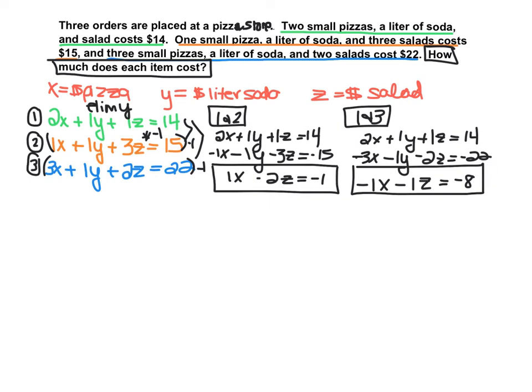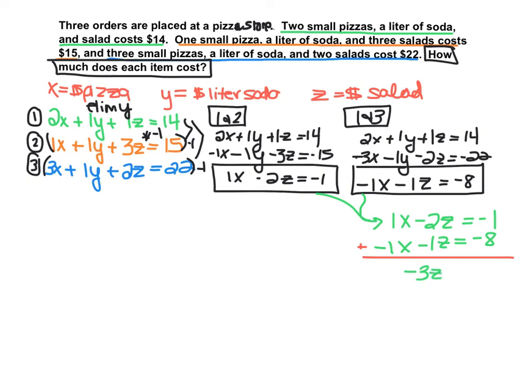So I now have two equations with two variables. What I can do is take these two equations and create a new system using them. So I have 1x minus 2z is equal to negative 1. Then I have negative 1x minus 1z is equal to negative 8. And what I notice right off the bat is I can actually solve this right away as is, because it's already set up for elimination if I choose to eliminate x. So if I add straight down here, I get 0x, which is great. I get negative 3z, and that's equal to negative 9.